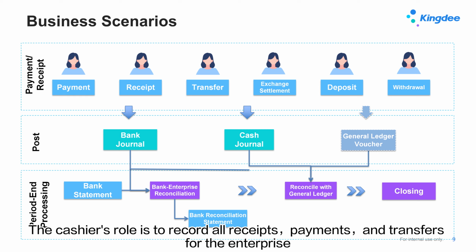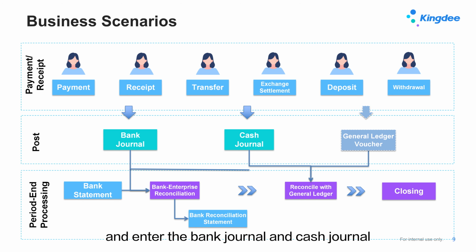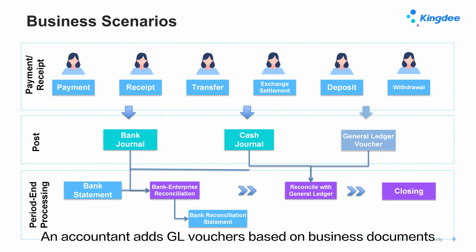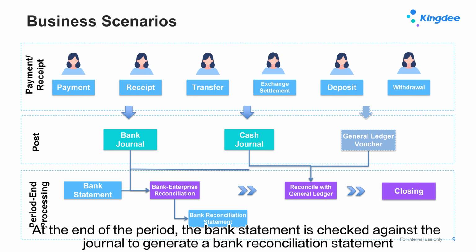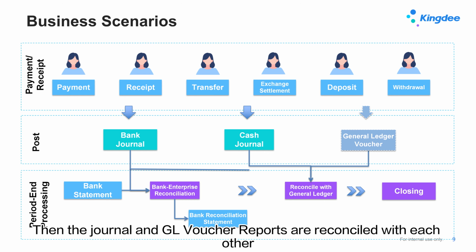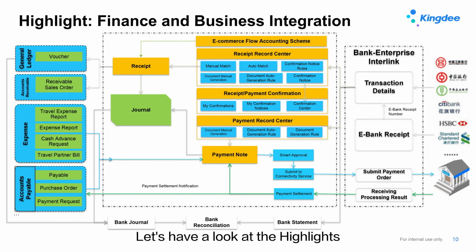The cashier's role is to record all receipts, payments, and transfers for the enterprise, and enter the bank journal and cash journal. An accountant adds GL vouchers based on business documents. At the end of the period, the bank statement is checked against the journal to generate a bank reconciliation statement. Then the journal and GL voucher reports are reconciled with each other. Let's have a look at the highlights.